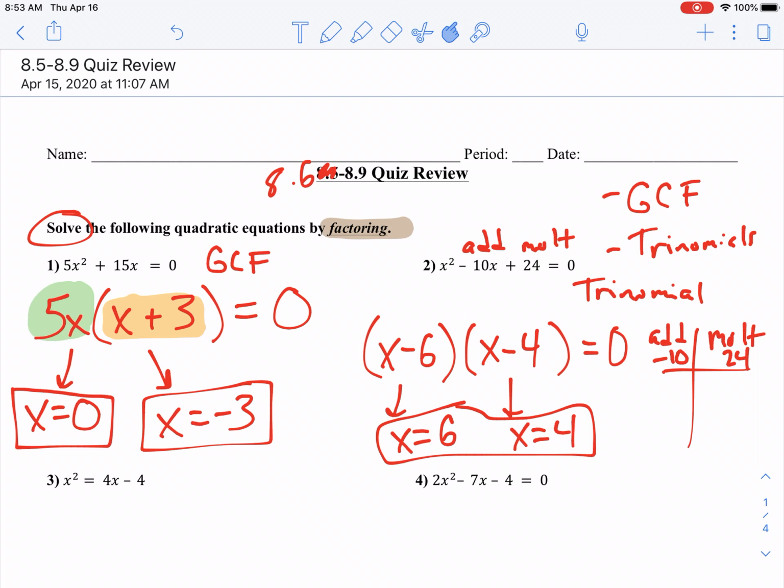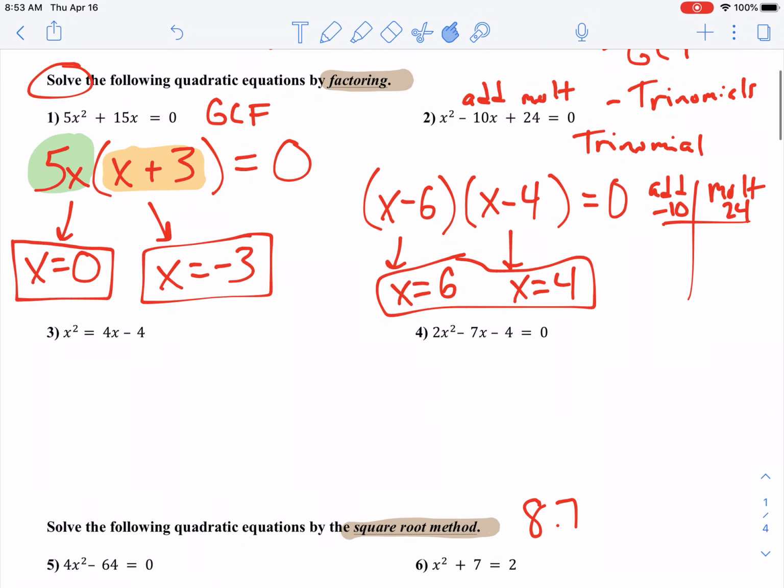You could try number 3. Make sure you get number 3 into standard form first. So you'd have to get everything on one side. Number 4 is a trinomial that needs to be factored. That's a tricky try, if you remember how to do tricky tries. Because the number in front is not 1. See that number in front? It's a 2. It's no longer a 1. So it's a special type of factoring.